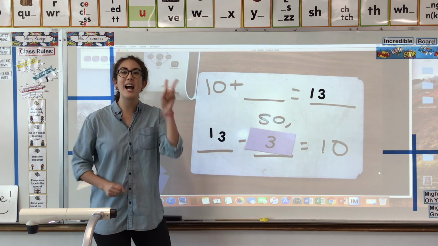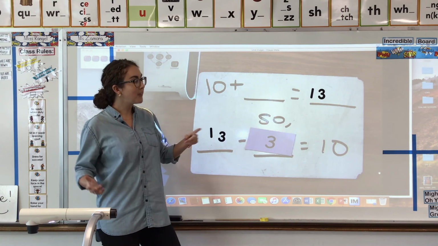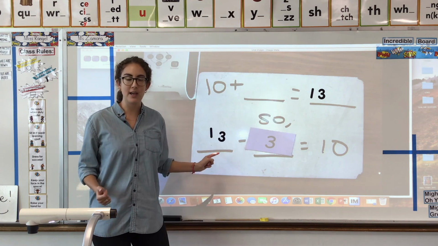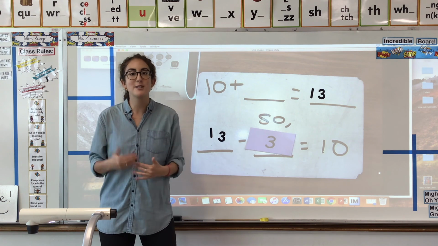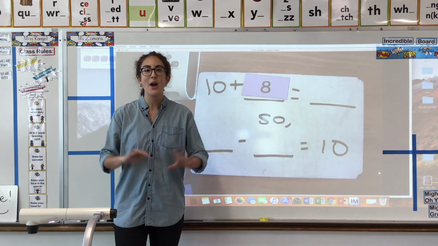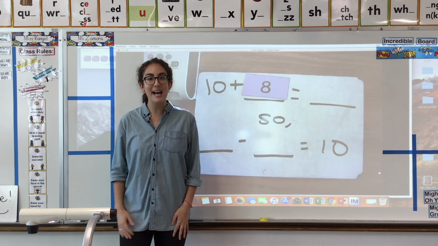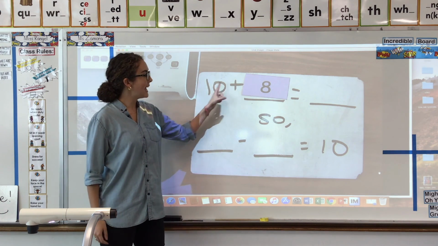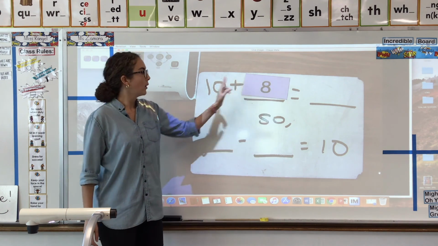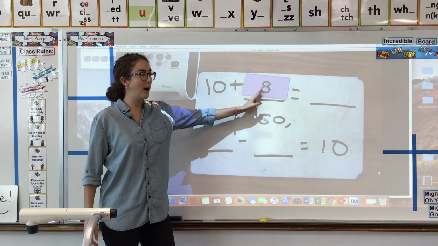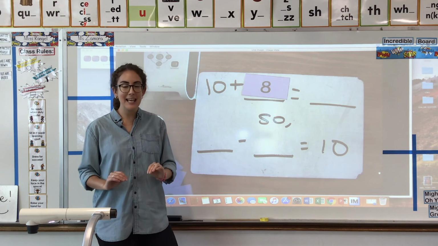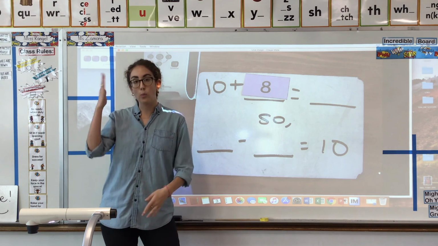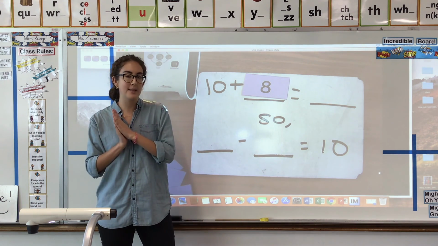Scholars, we're going to try 2 more problems, but without writing in everything. If you can keep those numbers in your brain to solve new problems. Okay, the next 10 fact I want us to solve is 10 plus 8. 1 ten, 8 ones. That is 18, because in 18, there's 1 ten and 8 ones.